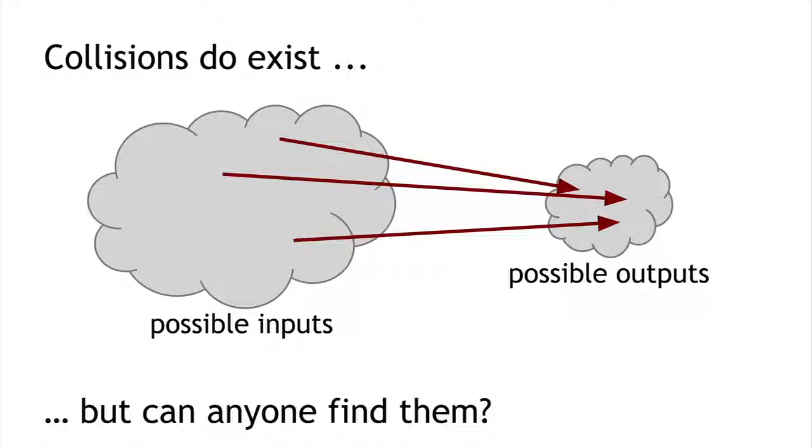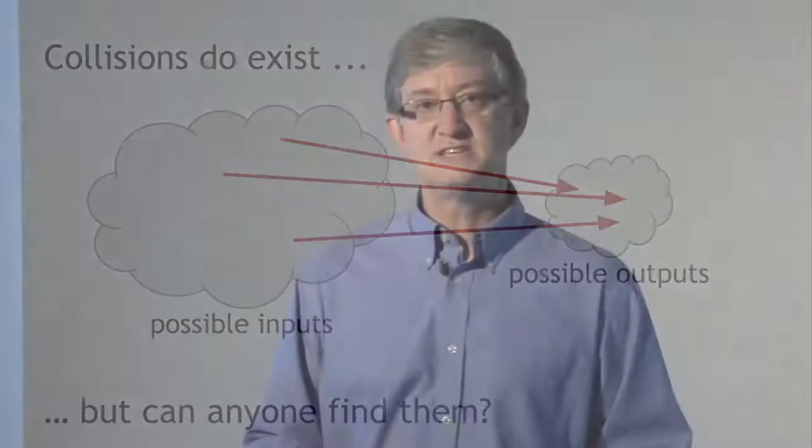In fact, in general, there will be a very large number of possible inputs that map to any particular output. So collisions do exist. I said before, nobody can find a collision, and that's the key question. We know collisions exist. The question is, are there any collisions that are findable by regular people using regular computers? Now, to make things even worse, I said that it has to be impossible to find a collision.